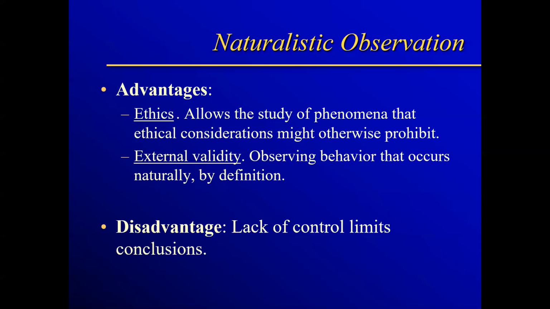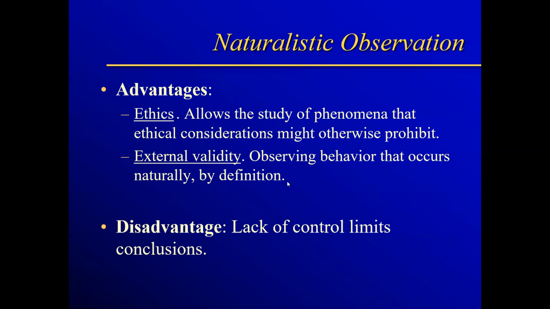Another advantage is that it maximizes external validity. Hopefully you've noticed I keep repeating internal and external validity. I understand it is a difficult concept, but hopefully with these examples you can see why certain studies have high external and low internal validity, and what that means. Naturalistic observation maximizes external validity because we're observing behaviors that occur naturally by definition. It's the highest level of external validity that you can get.